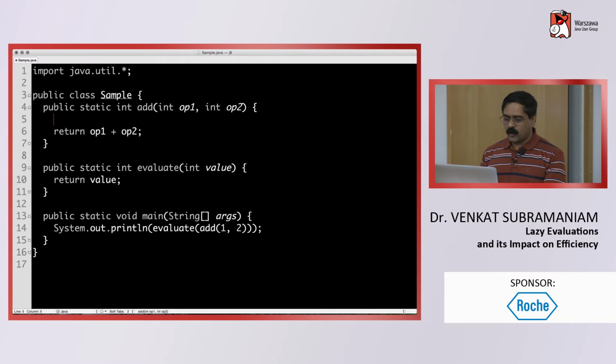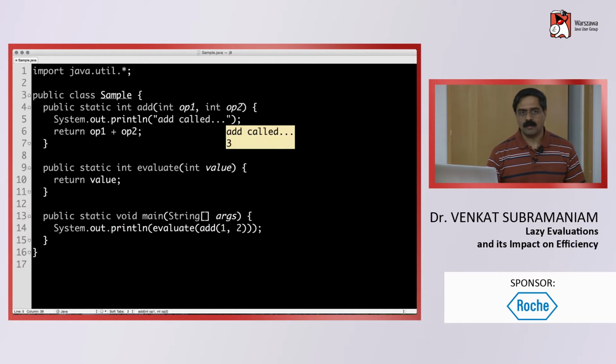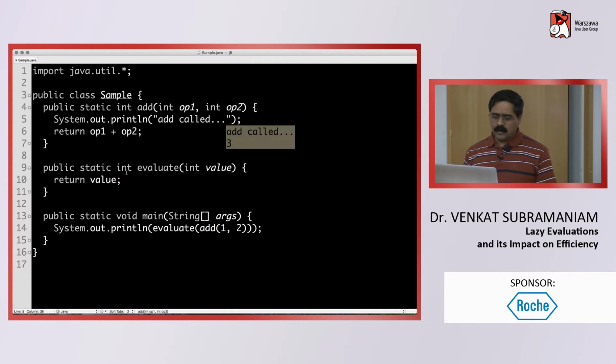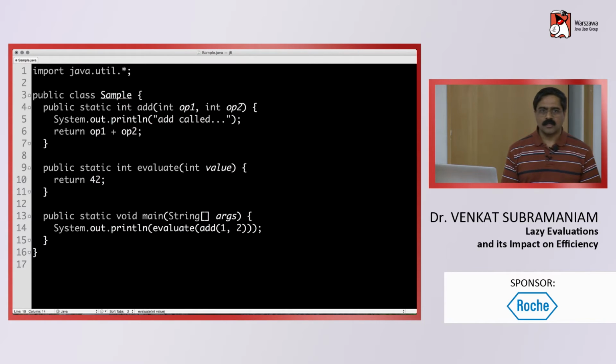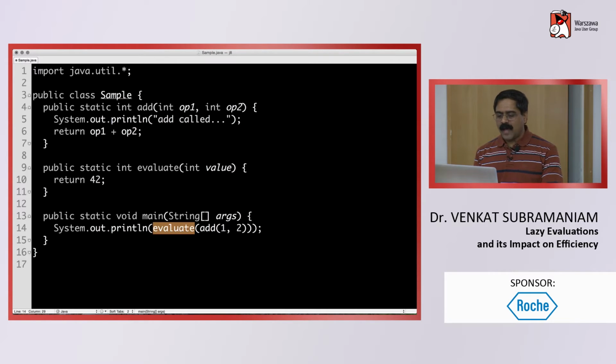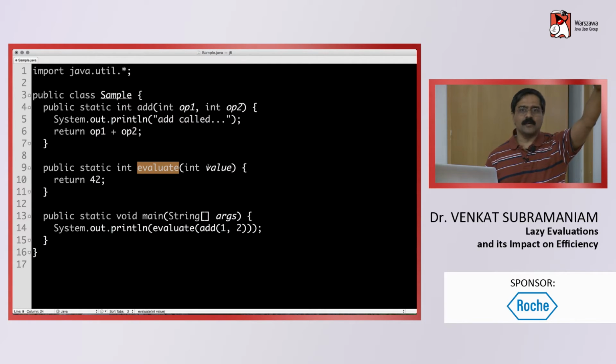And in this code, of course, I'm going to say add called. And you can see pretty clearly add was called, so no doubt about it. But I'm going to do something a little different. I'm going to change this evaluate to return a 42. Now, I call evaluate, pass it a value, and what does the evaluate function do? It takes the value and says, nice value, discards it, and returns 42.